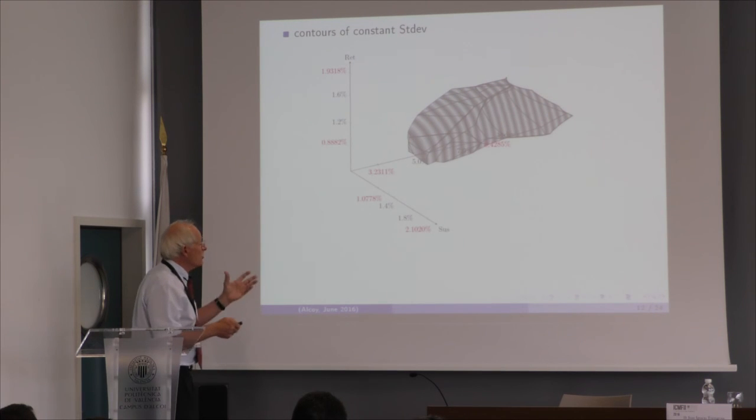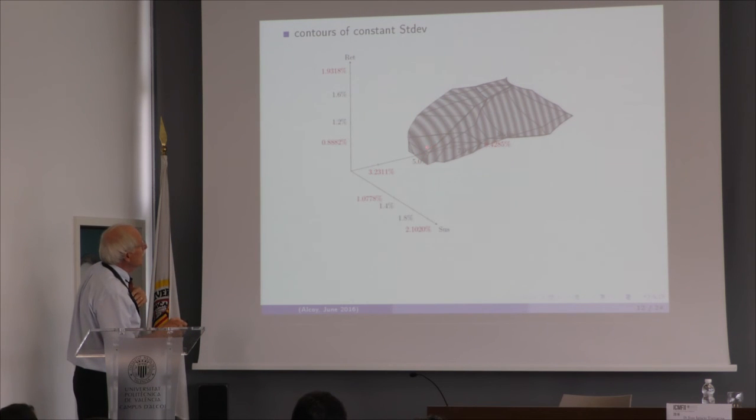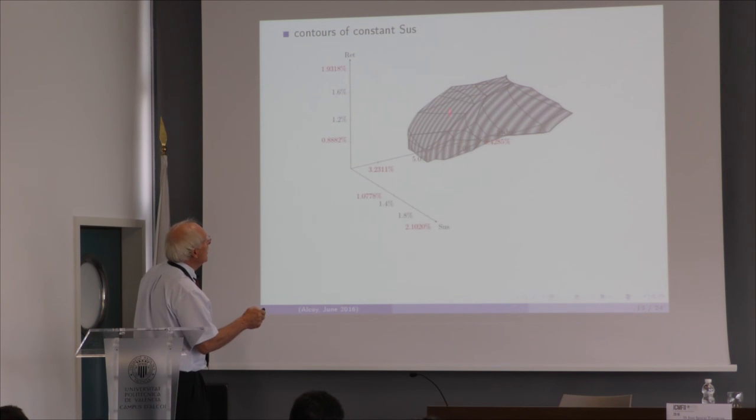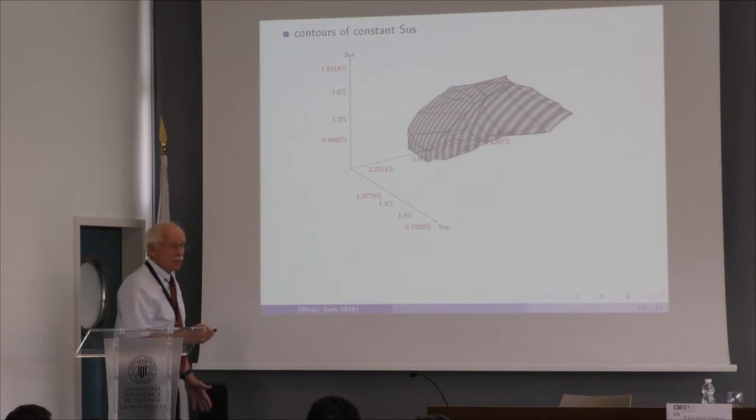So you get some idea of the curvature of this set, and you can see that these points out here have a high standard deviation, high risk. These would have low risk, but probably very low sustainability and expected return. Okay, that's of some help, and you say, well, if I can do contours of constant standard deviation, I can probably do contours of constant sustainability. So these are contours of constant sustainability. This one has a lot of sustainability. It's very good on the sustainability criterion, but we can see it's terrible on risk, and probably terrible on return too.